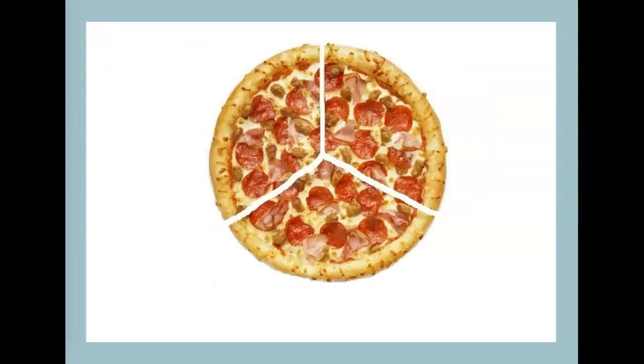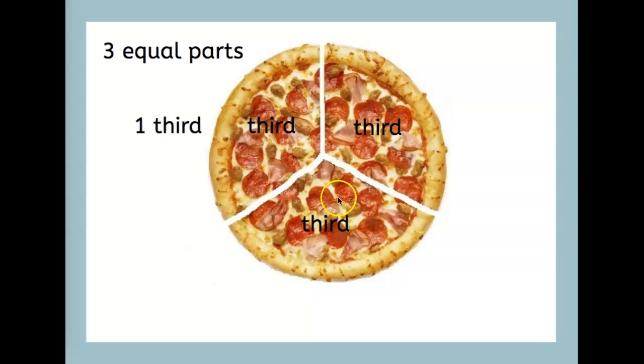What about this pizza? This pizza is split up into 3 equal parts. So each part is called 1/3. And if we're counting one part or one piece, it would be 1/3. If we're counting 2 pieces, it would be 2/3. If we're counting all 3 pieces, it would be 3/3.